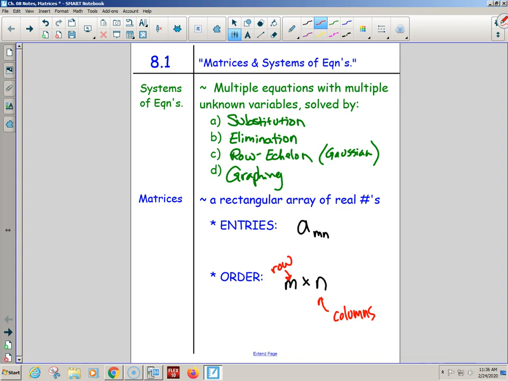I want you to fill it in with 1, 2, 3, 4, 5, 6, 7, 8. Try hitting enter. How does it naturally go? Across. Good. So 1, 2, 3, 4. You just hit enter, enter, enter, enter, and then 5, 6, 7, 8.